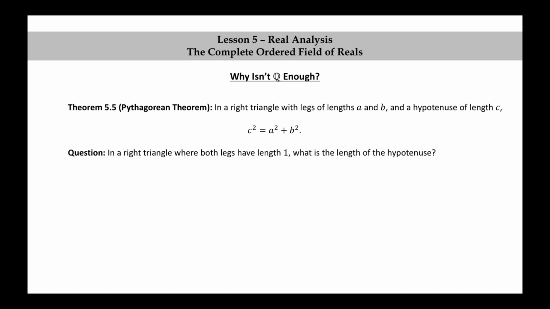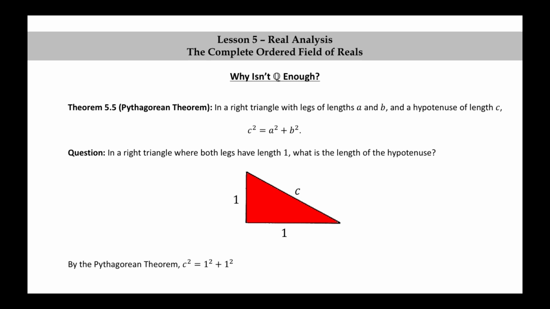Okay, here's a question. In a right triangle where both legs have length 1, what is the length of the hypotenuse? Here's a picture. Very simple picture, but a very real-world problem. By the Pythagorean theorem, C squared is equal to 1 squared plus 1 squared, which is 1 plus 1, which is 2. So the length of the hypotenuse is a number whose square is 2. Is there such a number?